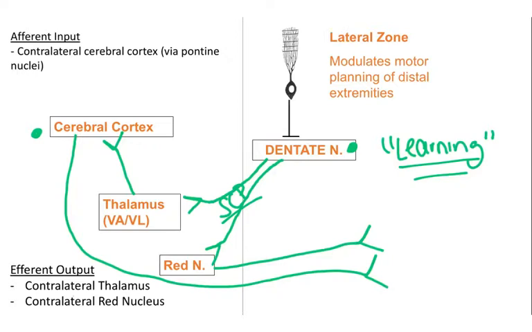So just to reiterate, this lateral zone that's involved in the motor planning of distal extremity movement is going to receive information from the contralateral cerebral cortex and project through the pontine nuclei to excite the dentate nucleus, which will project back to the cerebral cortex via the VA-VL thalamus and the red nucleus to end up affecting the extremities that are on the same side as the dentate nucleus.